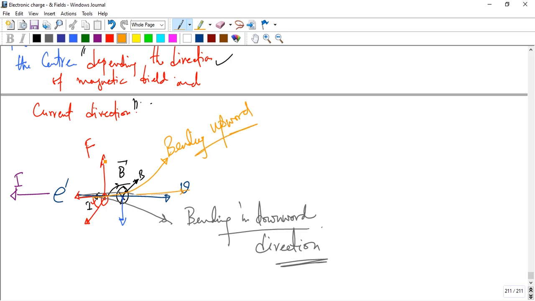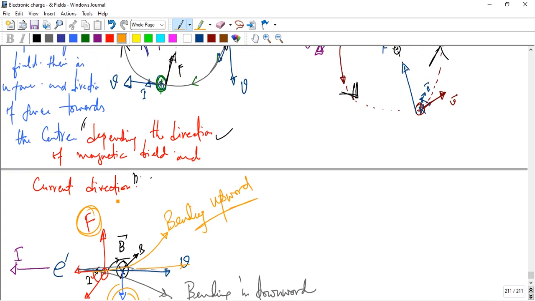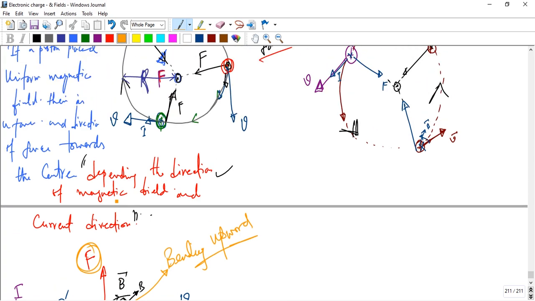This force is the main cause for bending downward. This force is the main cause for bending upward, and that obviously depends on the magnetic field direction. Clear the concept? Now there is some calculation, but the lecture is already too long, so I stop the lecture here. Next class we're doing some calculation here. That's a very important calculation.